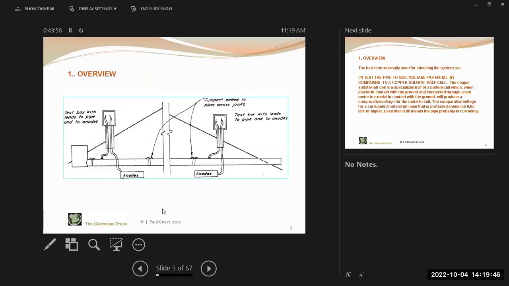Now, this is a simple picture of a test installation. You've got your buried pipe in the ground, and you have a test box with leads going to the pipe and to the anode, the pipe being the cathode.